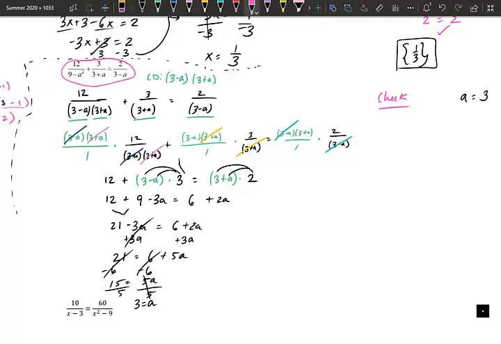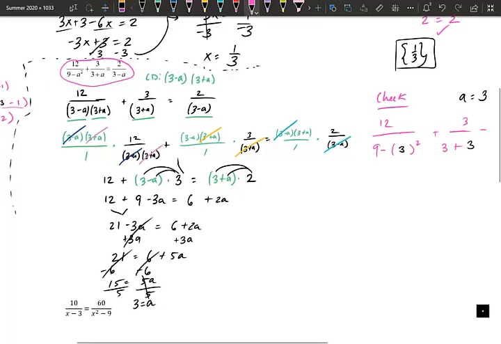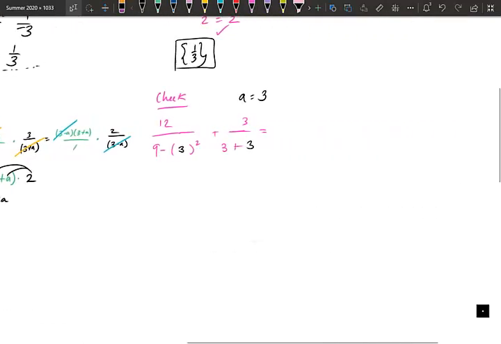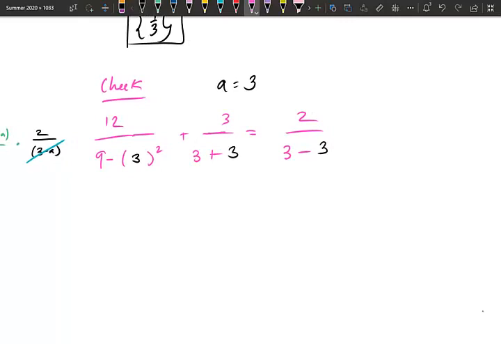So let's plug it into the original one, which is 12 over 9 minus a squared, so 3 squared, plus 3 over 3 plus a, which is 3, and that equals 2 over 3 minus a, again that's 3. So let's simplify here. We have 12 over 9 minus, so 3 squared is 9, plus 3. 3 plus 3 is 6, equals 2 over 3 minus 3, which is 0.